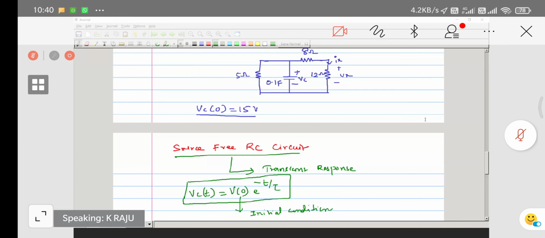Only one person has answered. What is the voltage across the 4 ohms? What is the voltage across this capacitor? You need to find out the voltage across this capacitor. What do you need to do here?